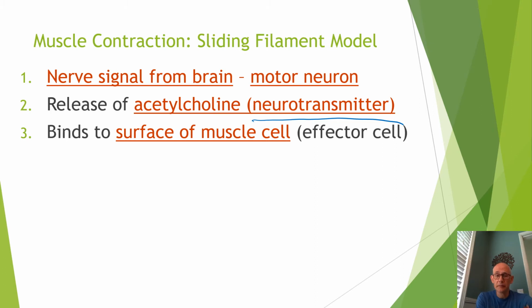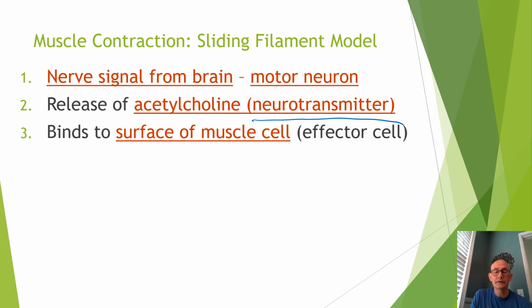So the acetylcholine binds to the muscle cell. This is the general term, an effector cell. So whenever a neurotransmitter or a hormone goes to its target cell for its specific action to be accomplished, the cell that does the action is known as the effector cell, or the cell that has the effect. So in this case, it's the muscle cell.